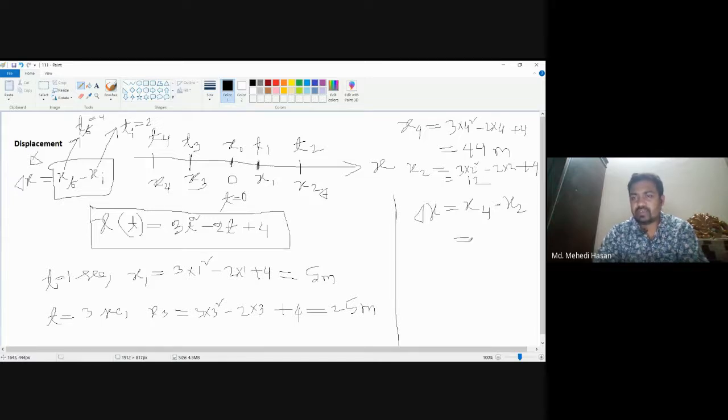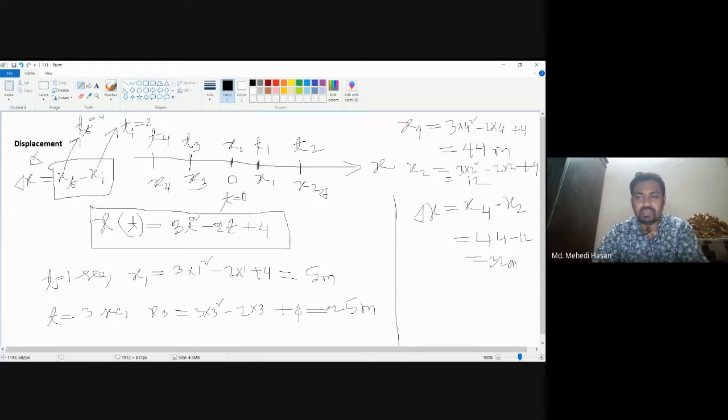Then if you put the values into x4 minus x2, it is 44 minus 12, which is equal to 32. So 32 meters is the displacement between the time interval t = 2 seconds to 4 seconds. Basically it's final minus initial, or position at any time minus position at another time. This is the way to calculate the displacement.